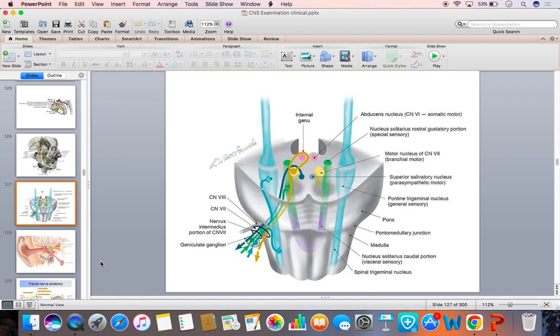Here, this picture shows the nucleus of the facial nerve in the upper pons in close proximity to the nucleus intermedius, the solitary nucleus and the nucleus of the abducens nerve. This is the nucleus solitarius, this is the nucleus intermedius, and this is the salivary nucleus. Well, this is the abducens nerve nucleus, this is the facial nerve nucleus.